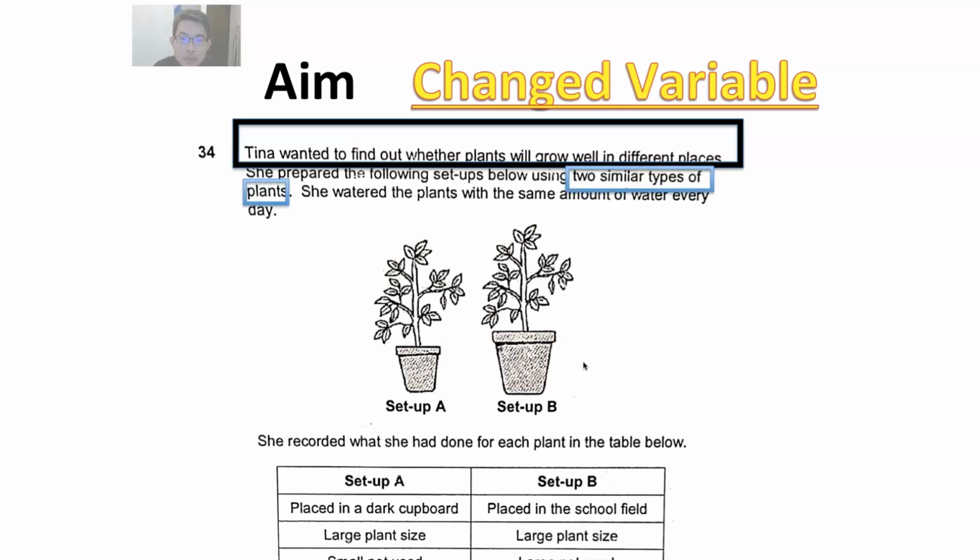Okay, and what I've highlighted in blue will be the constant variables. There are 2 similar types of plants. Alright, when you look at similar, let's see. And if we use the same amount of water to water them, okay, there is a constant variable still.